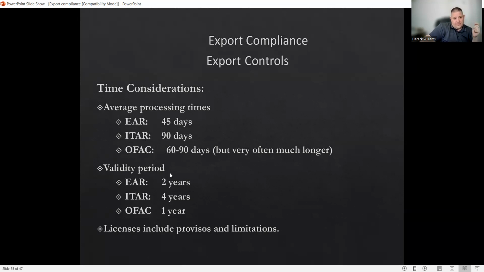The validity of your license, if you've got a license for EAR to export, it's good for 2 years. ITAR is 4 years, and OFAC is 1. And your license has to include your provisos as well as any limitations.